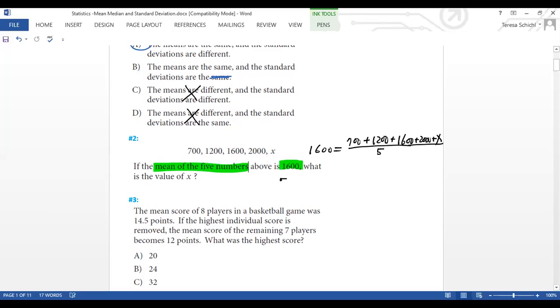So how do you find the x here? So x will be equal to 1600 times 5. Then you minus the 700 minus 1200 minus 1600.